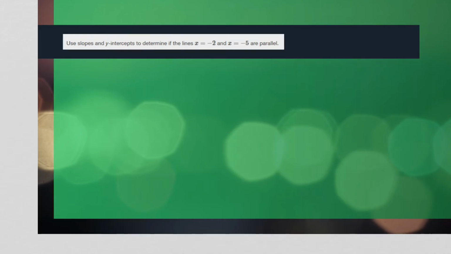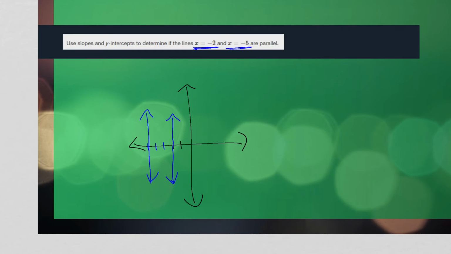All right, let's take a look at this one. So x equals negative 2 and x equals negative 5. Again, I'm just going to sketch a quick graph of this. So x equals negative 2 is right here. It's a vertical line, crosses only the x-axis, and x equals negative 5 is over here. So they both have undefined slopes, but in this case they have different x-intercepts, and that's the only time we care about that, when we have vertical lines, okay? So yes, same slope, different x-intercepts means that they are parallel.